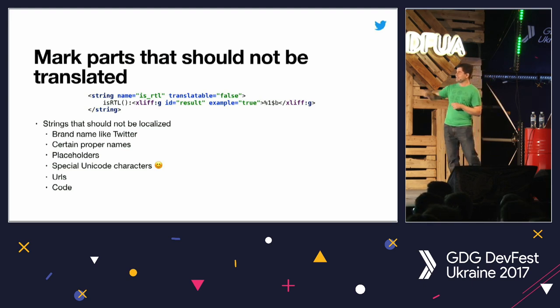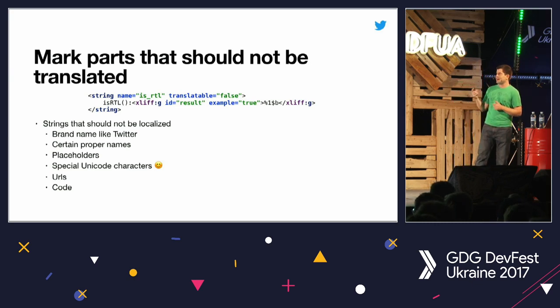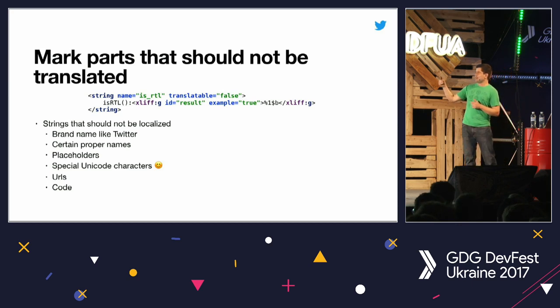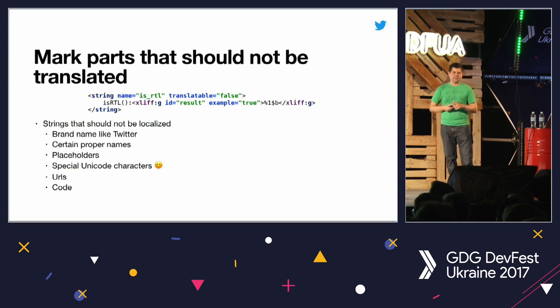And also here, you can see this is the placeholder syntax. This is the XML Localization Interchange File Format. And you can have placeholders. So when you preview the string inside your layout preview, it'll show true as a default. So that's a fun little trick.